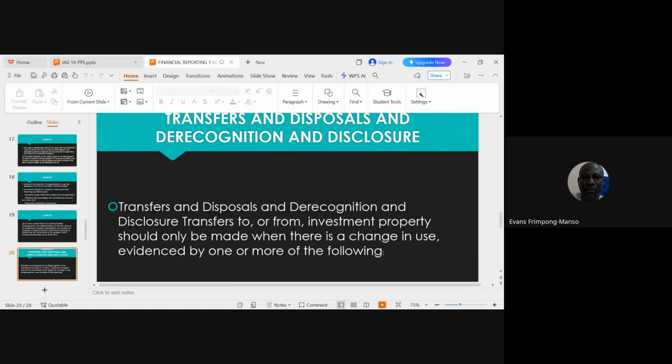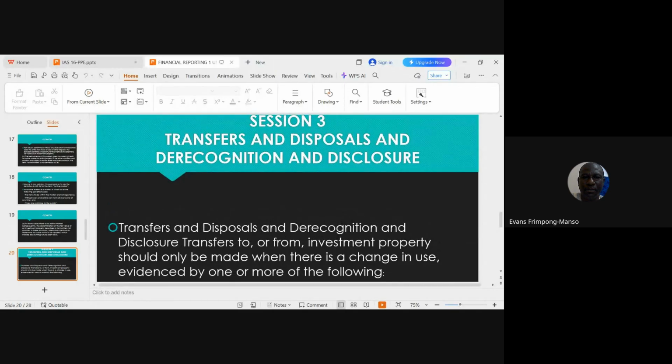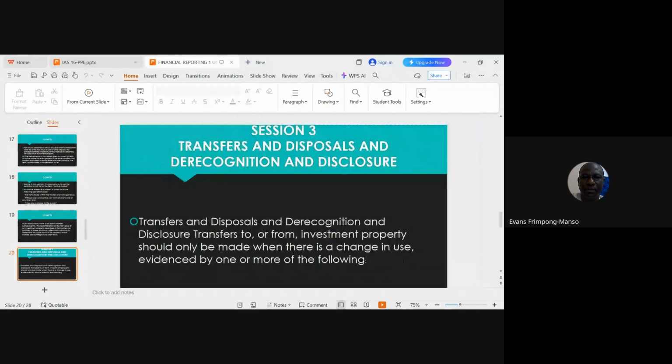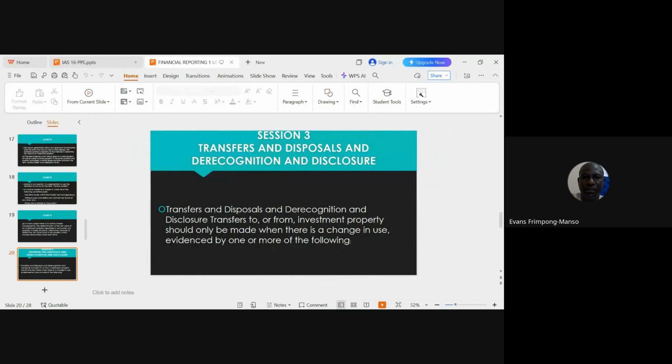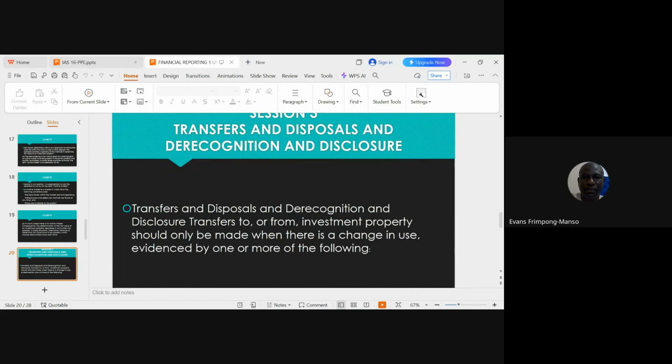Now, there's another thing that we need to know. At times, we can transfer investment property to become property, plant, and equipment. And at times, too, we can transfer property, plant, and equipment to become investment property. So you can have transfer to and transfer from. Transfer to investment property, then transfers from investment property.